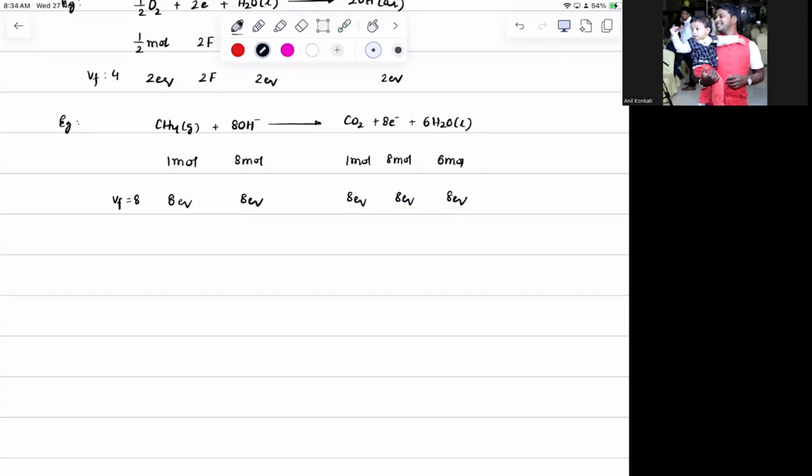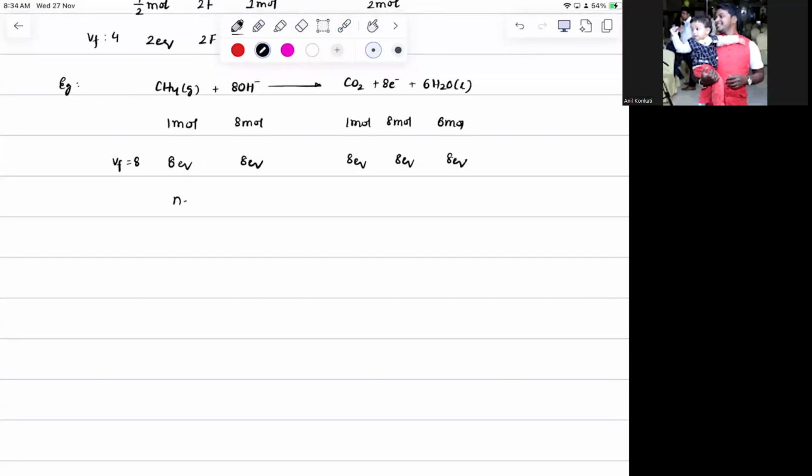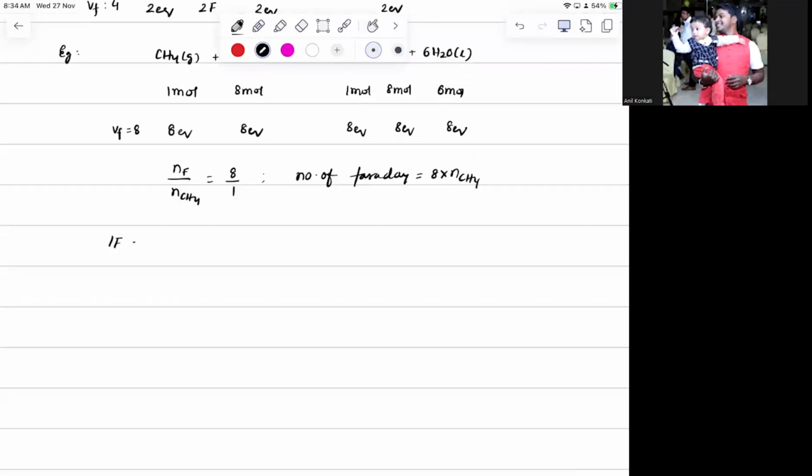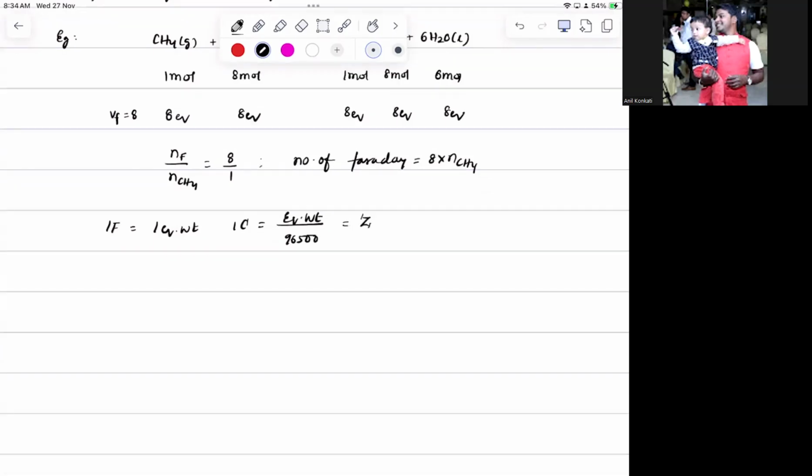Okay. So you can notice this number of moles of Faraday by number of moles of CH4 is 8 is to 1. 8 is to 1. So number of Faraday will be 8 times the number of moles of CH4. Clear? And 1 Faraday is equal to, see, 1 Faraday is equal to 1 equivalent weight. So then 1 Coulomb will be equal to equivalent weight by 96500. Clear? 96500. And that will be nothing but Z, because this is the weight that got deposited, isn't it?